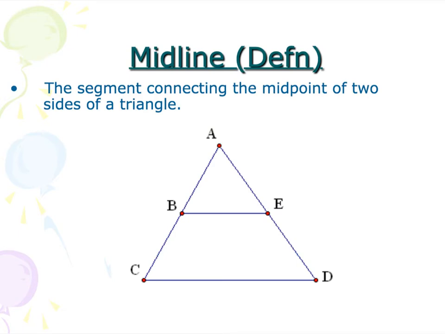All right, so we got a new definition here. It's called a midline. And a midline is just a line that connects the midpoints of two sides of a triangle. So in my proof, I could say that B and E are midpoints of AC and AD respectively. And my reason would be definition of a midline.